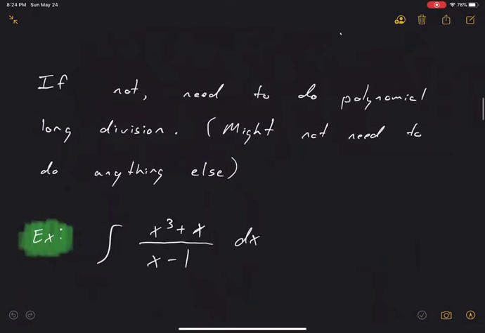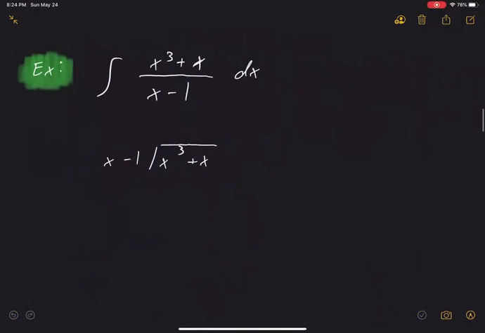So let's look at this example. X cubed plus x over x minus 1. I'm trying to integrate that. Well, the degree of the top is bigger than the degree of the bottom, so I'm going to do polynomial long division. Let's see what happens when I do that. I'll go quickly through this long division, and in the problem video, I'll review more in depth how to do it. If you need a refresher on polynomial long division, check out the problem video I'll post later.